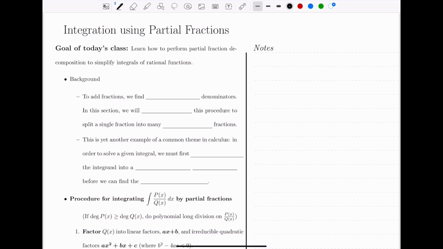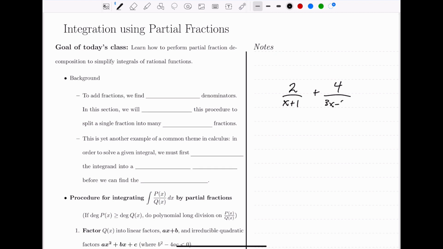Hello! In this video, we will see how to use partial fraction decomposition to solve integrals of rational functions. Remember when you first learned how to add fractions together? Let's think of an example here. Let's take 2 divided by x plus 1 plus 4 divided by 3x minus 2. How would we add these fractions together?